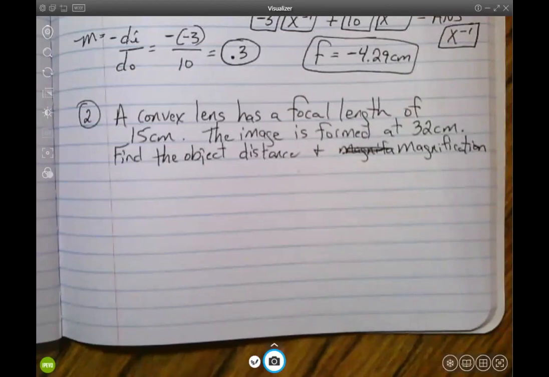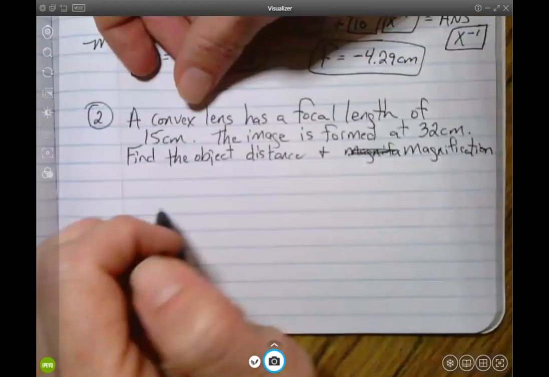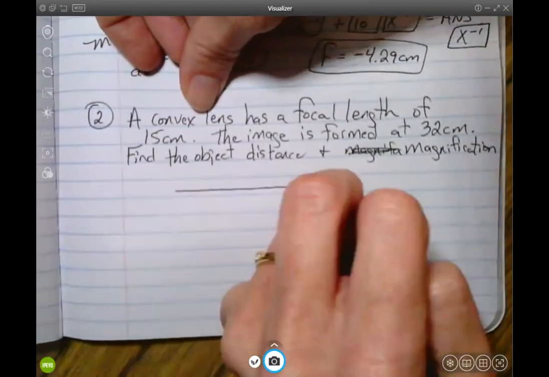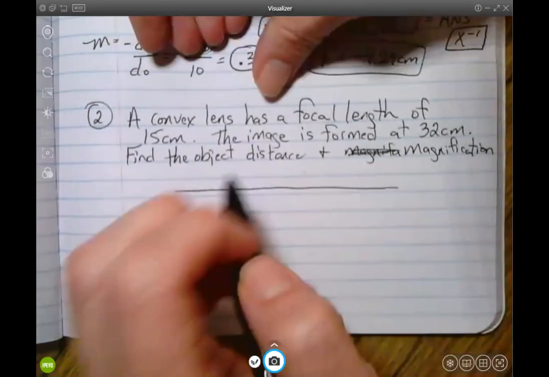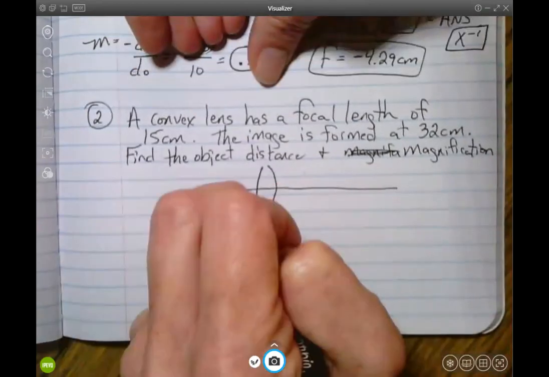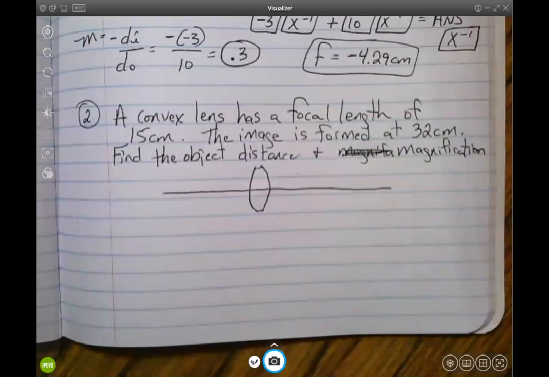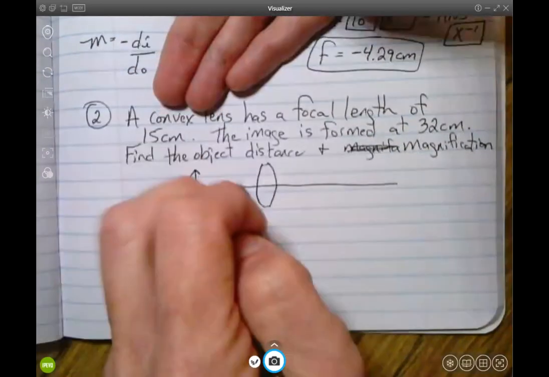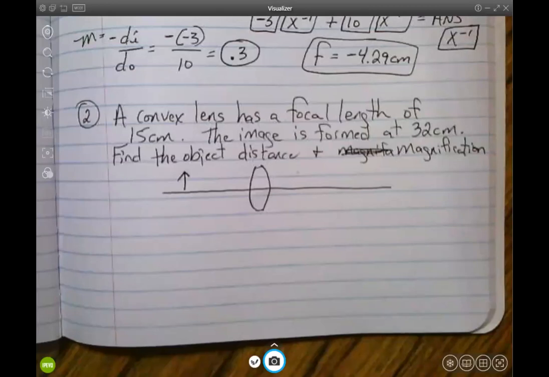Now, do we want to do a little rough sketch of this? We do. Okay, good. I kind of want to also. All right, so I'm just going to freehand a principal axis, and I'm going to draw a concave lens, sort of like this. And I'm going to put an object over here. I don't know how far this object is. It doesn't tell me. That's what I'm looking for.